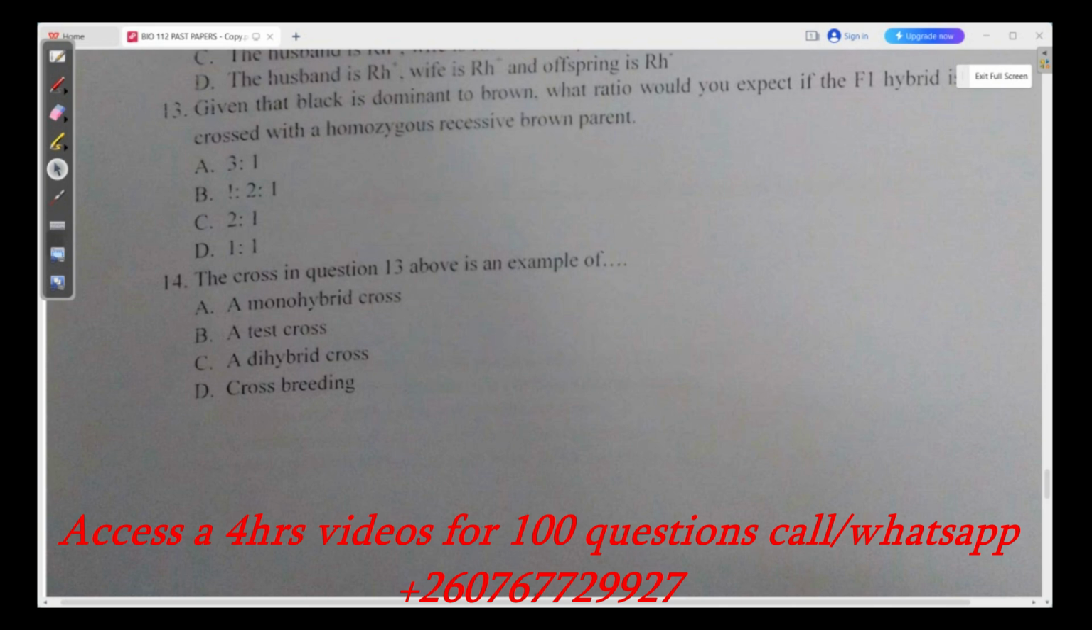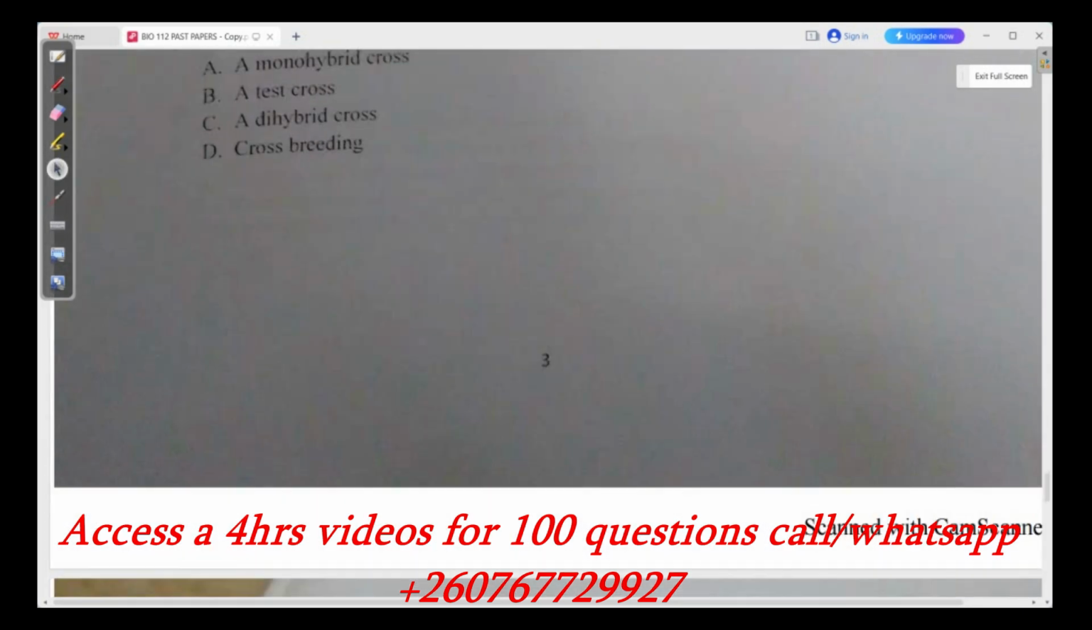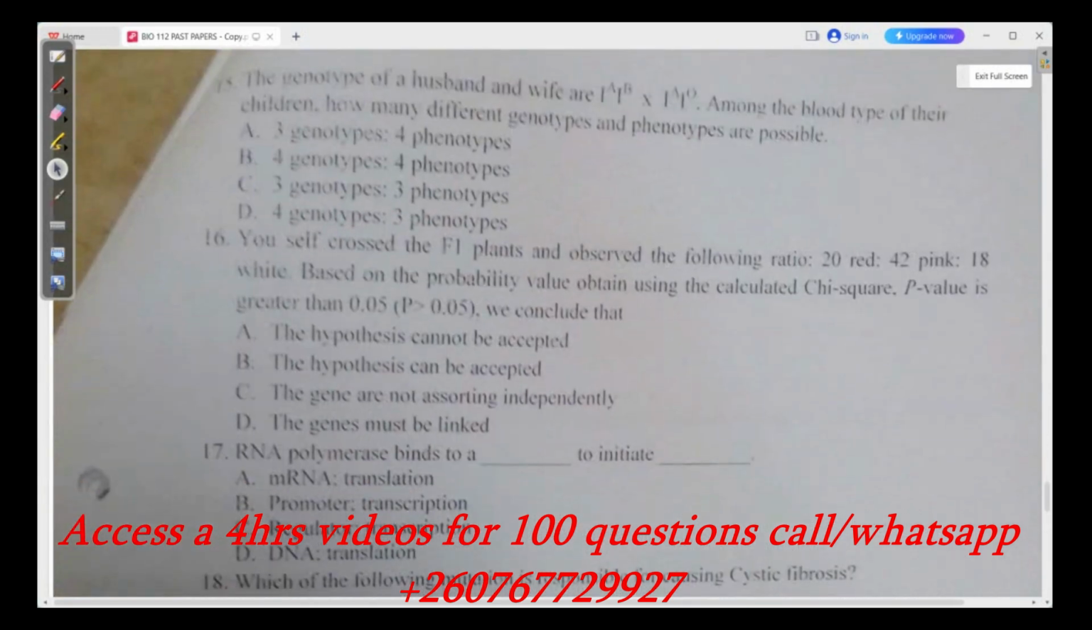Given that black is dominant to brown, what ratio would you expect if the F1 hybrid is crossed with a homozygous recessive brown? So this is going to give us this. Okay, yes, so it's going to be 1-to-1. So 1-to-1 for question 13. Then question 14 is an example of a test cross. That's it.